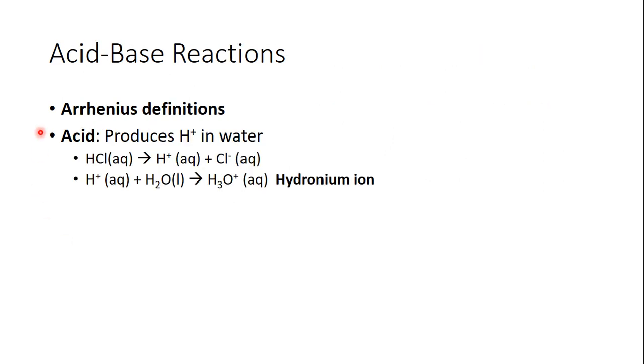But before we start, we have to define what an acid and a base is. There's a few definitions, but we're going to start with the Arrhenius definition. An acid produces H+ in water. So let's look at hydrochloric acid. That forms H+ and Cl- when it's in water. However, H+ really doesn't exist in reality. What happens is this hydrogen ion interacts with H2O to make what's called a hydronium ion, H3O+.